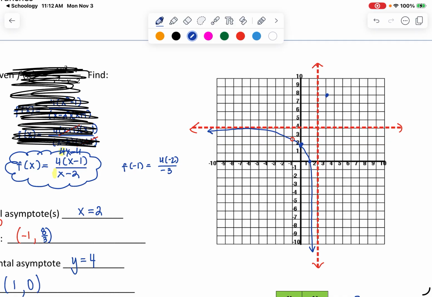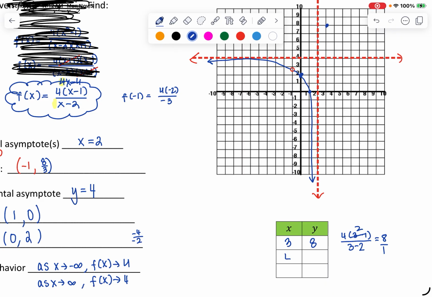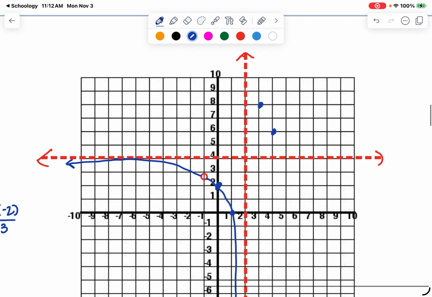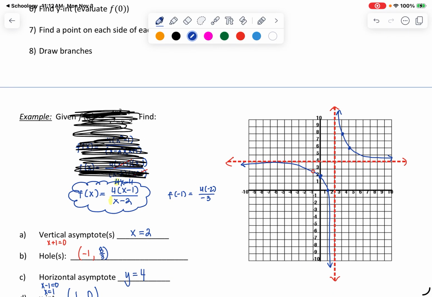And you can plug in, and if you're like, oh, I want another one, I want to plug in 4 and see what I get to make it even better. And I get 12 over 2, which is 6, and I have 4, 6 also. You can graph more points to make it look even better, but all you need is one point to know what that branch looks like because it has to follow those asymptotes. Got it? Probably not. We need another example, right?